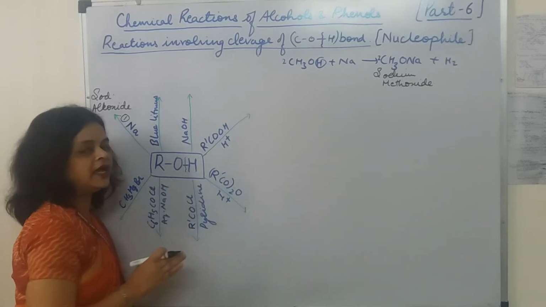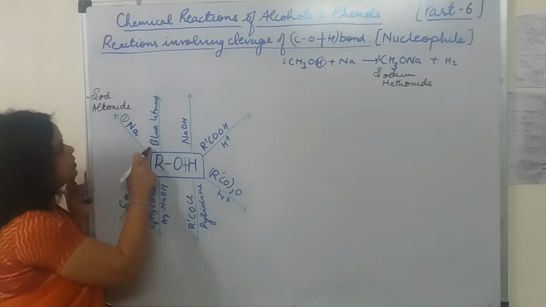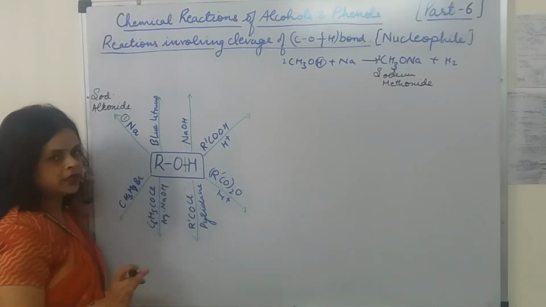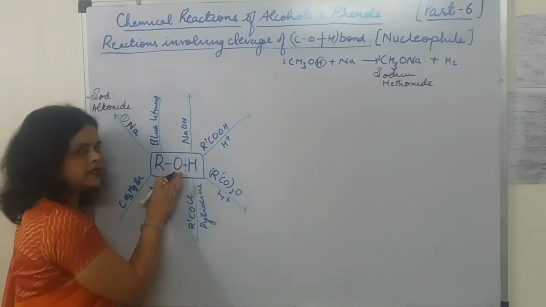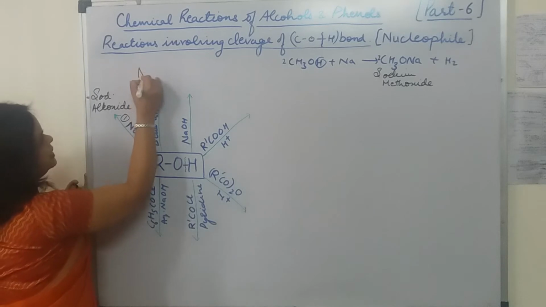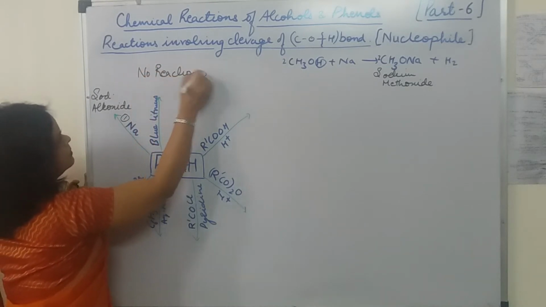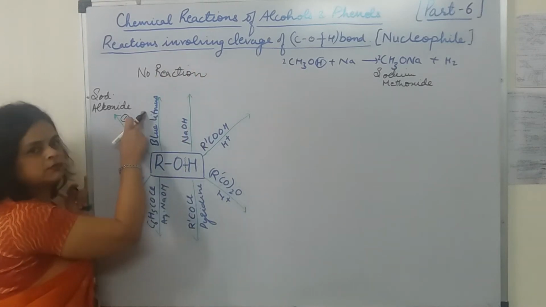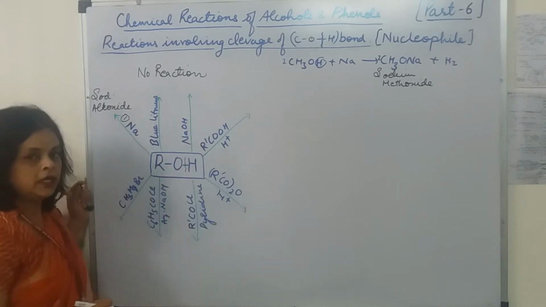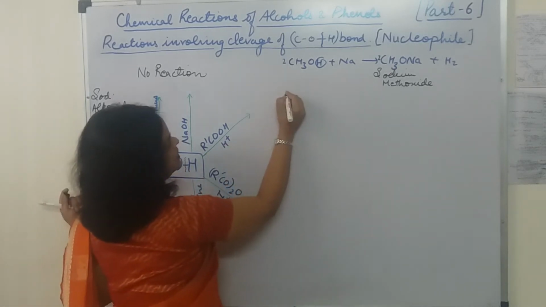Next, when it combines with blue litmus solution, we had already discussed that alcohols have a weak acidic nature, even weaker than water, so they do not turn blue litmus red. And when they combine with NaOH, there is no reaction. They do not have a strong acidic nature, so they do not combine with the base either. So here we will write no reaction. They don't react with blue litmus, they do not turn it red, and they do not react with NaOH.